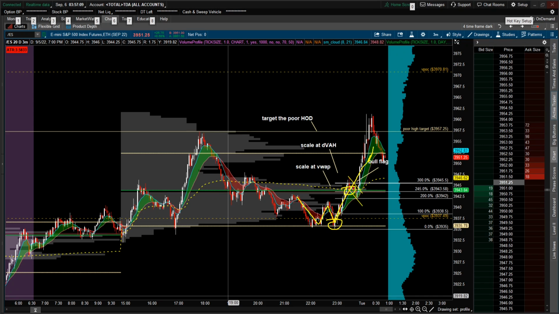And once you get above this value area high, we saw there was a poor low over here, I mean, poor high, then we target that poor high. Okay? So those are the key takeaways, and how to use the volume profile, price action, and also the VWAP. I mean, at least that's how I use it.